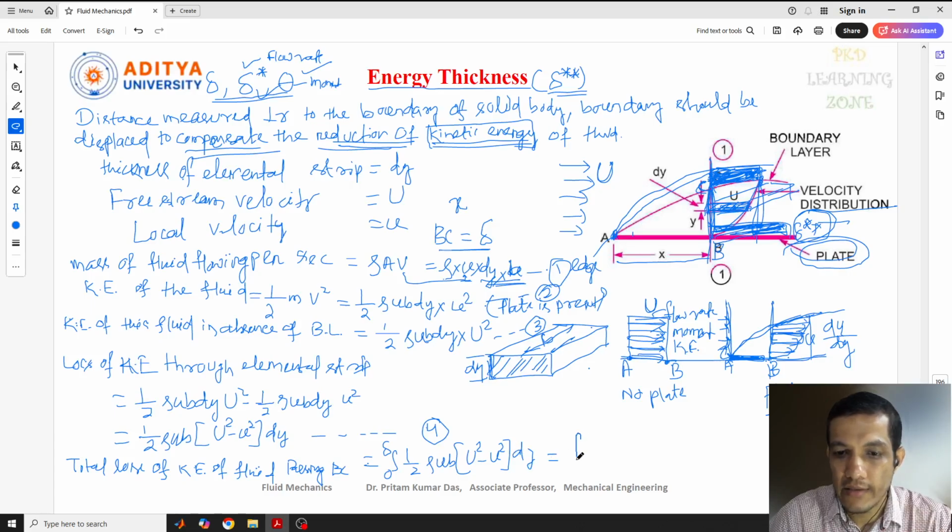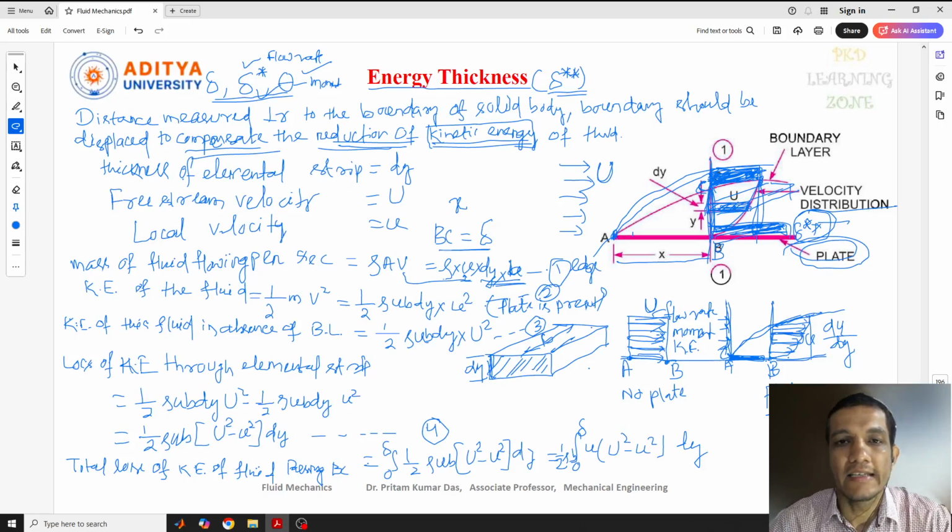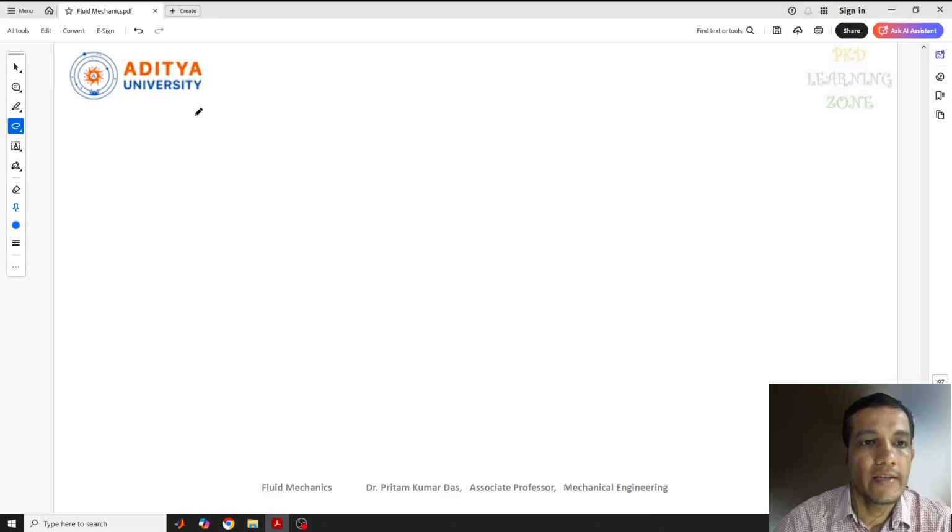Again we can write this as 1 by rho b, integral from 0 to delta, and the U part we can take inside: U square minus small u square, dy. Rho we can take as constant when the fluid is incompressible. Up to that you can understand, and we can give this equation 5. Now the next part we need to see is the reduction, or the distance traveled, which we need to compensate for.